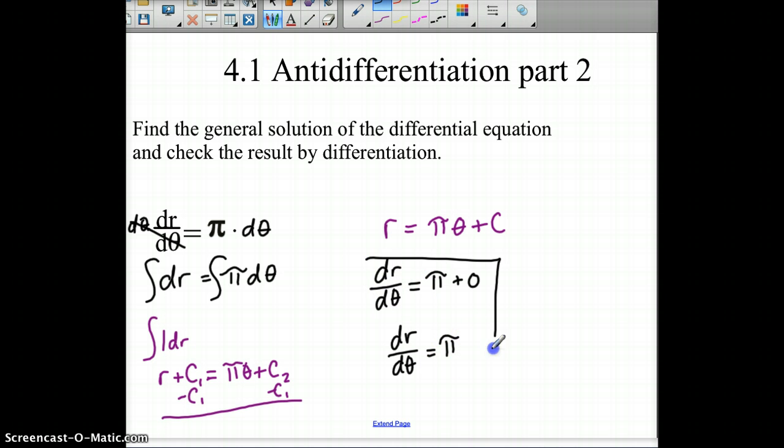So this is just the verification step here, but this is my final answer here. And that's the general solution. Now if I knew some more information about this function, I could find the particular solution. I could find the value for c. So that's coming up.